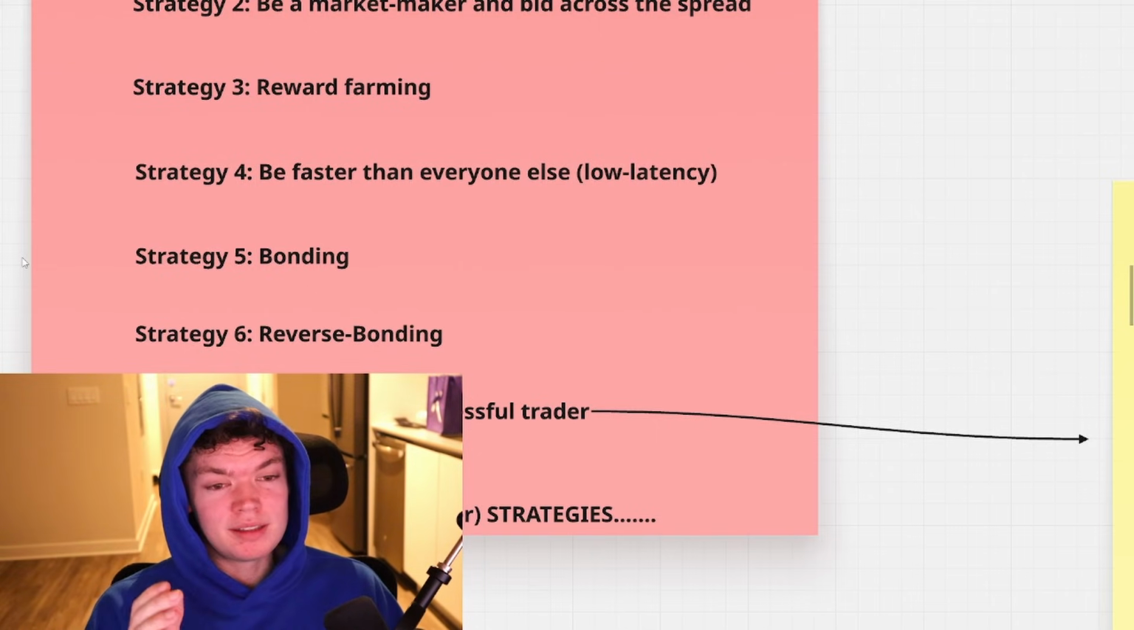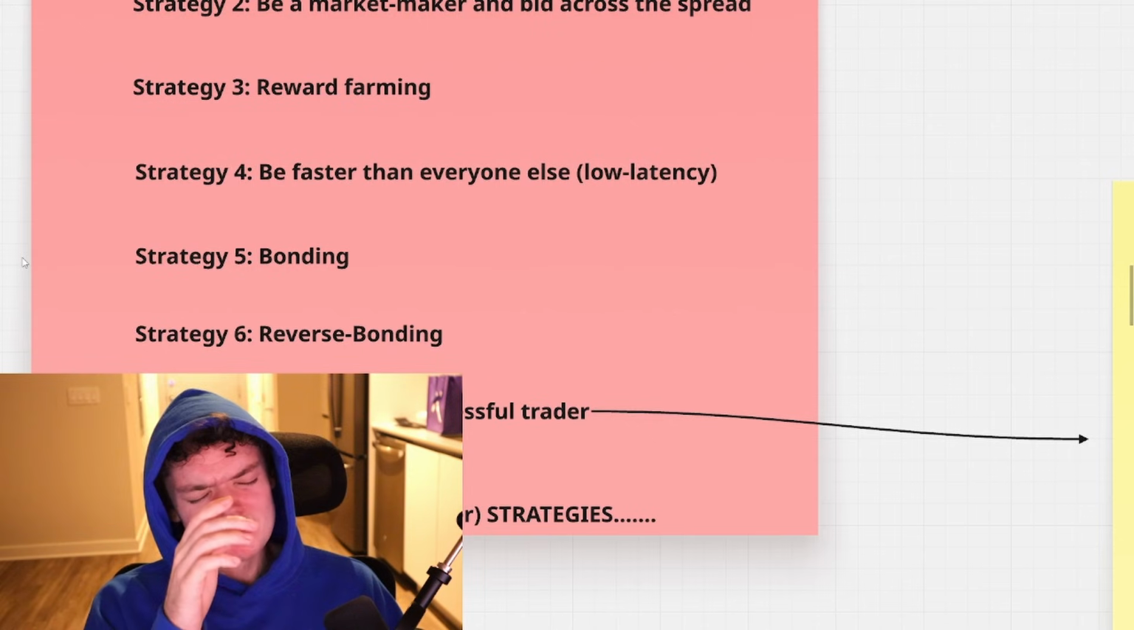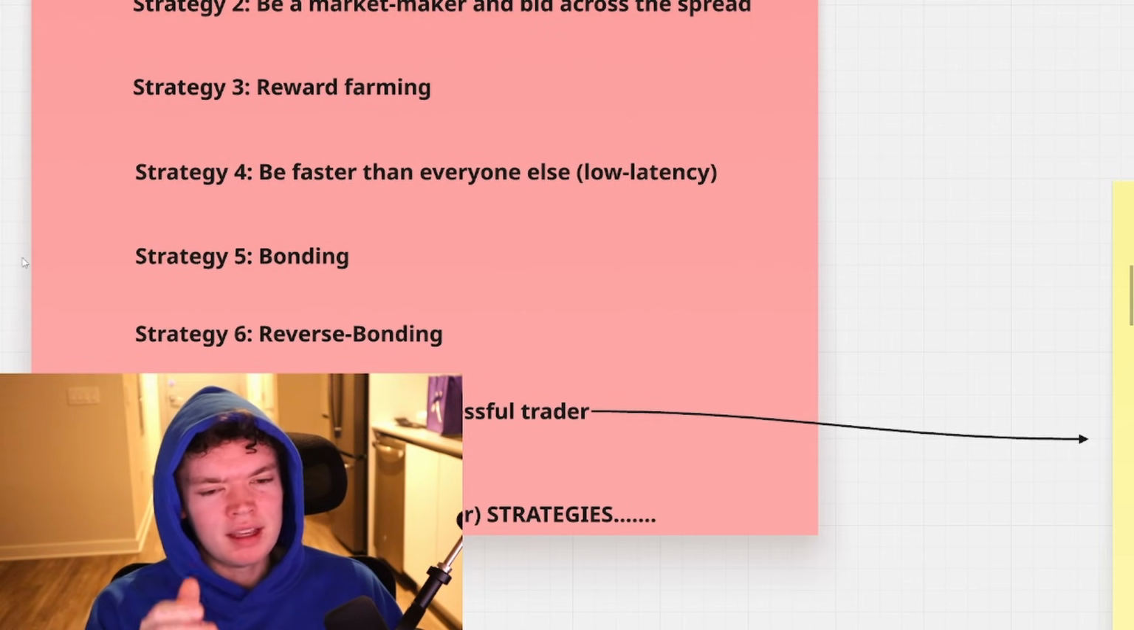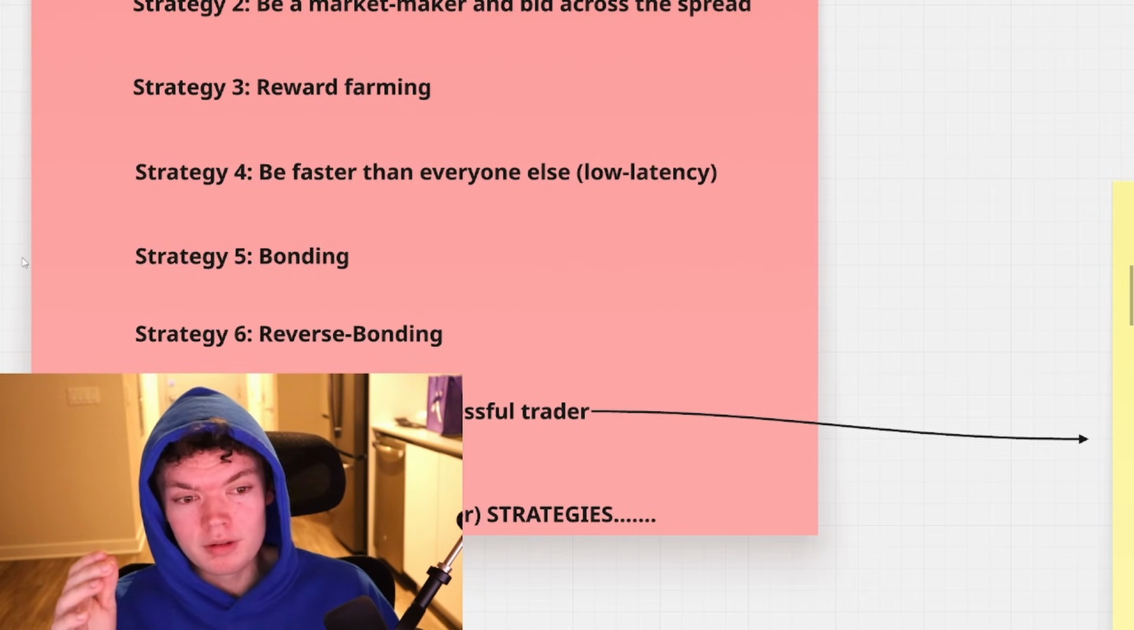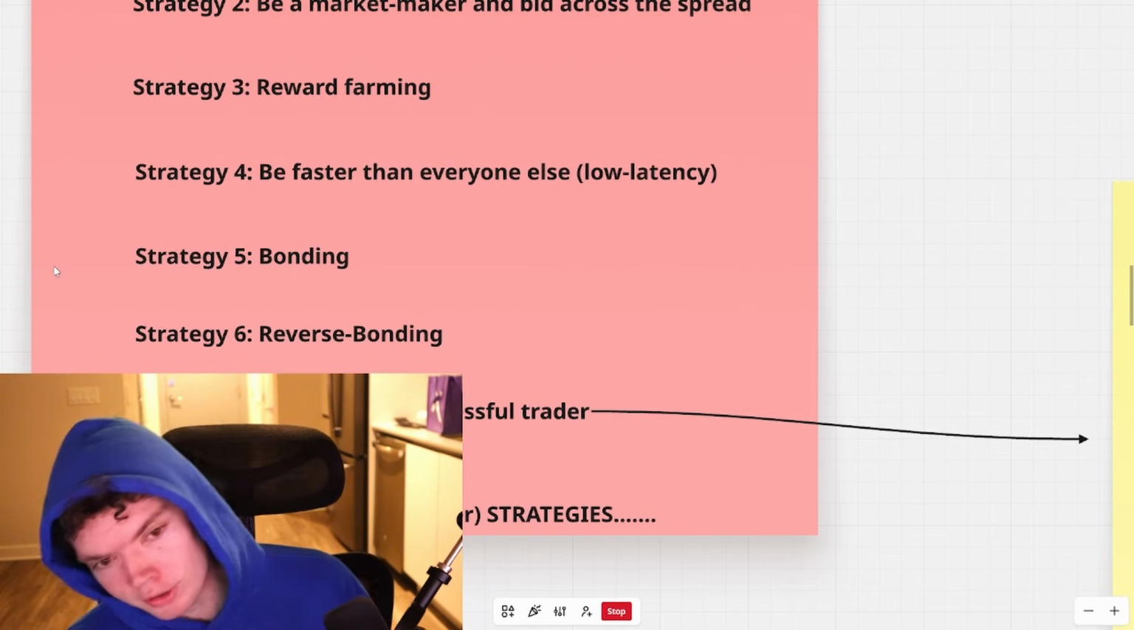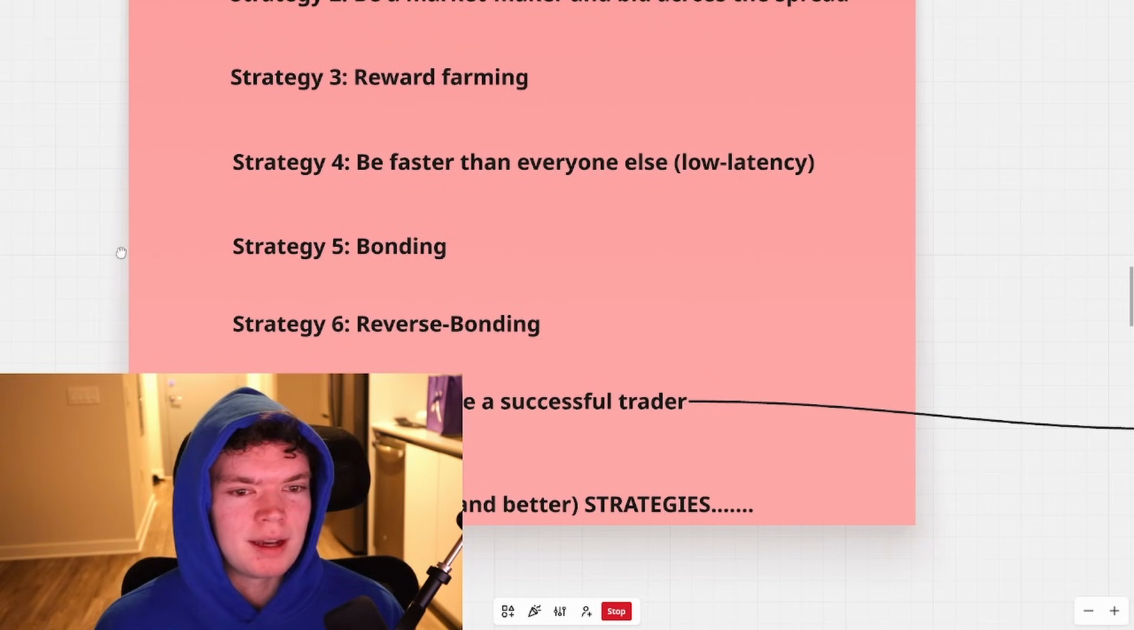Because odds are you're going to place trades for 1 cent. It's not going to hit. Not going to hit. Not going to hit. You're losing 1 cent shares. Not going to hit. Then eventually, boom, it hits. That's what reverse bonding is, placing trades at 1 cent.